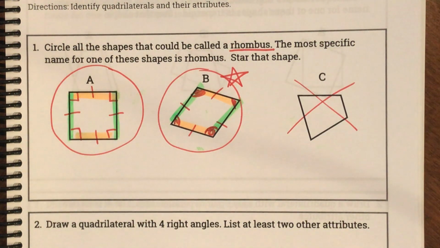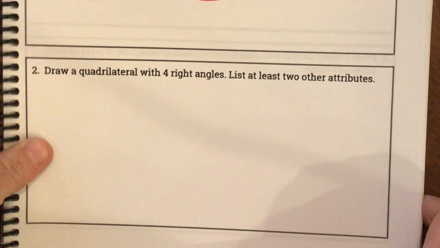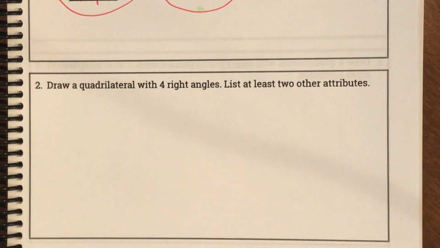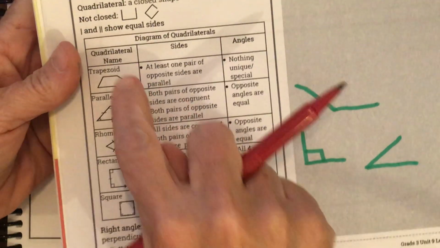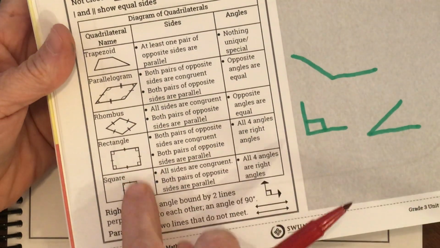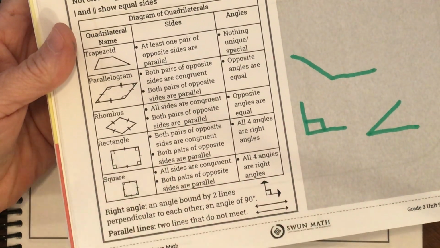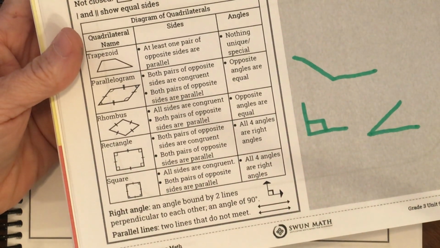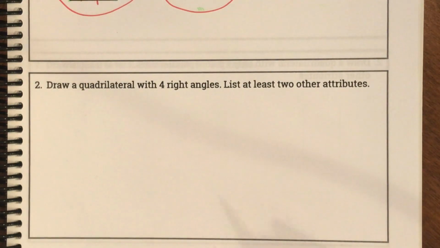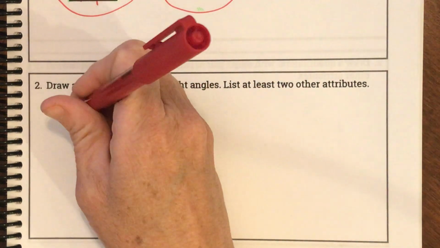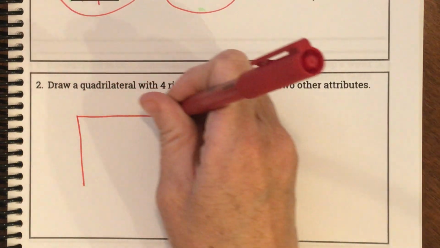Okay, let's look at my next one. It says, draw a quadrilateral with 4 right angles. List at least 2 other attributes. So which quadrilaterals have right angles? Aren't there only 2 of them, friends? Only a rectangle or a square. That's it. Those are the only 2. So it just says I can choose whichever one I want to draw. I'm going to draw a rectangle.